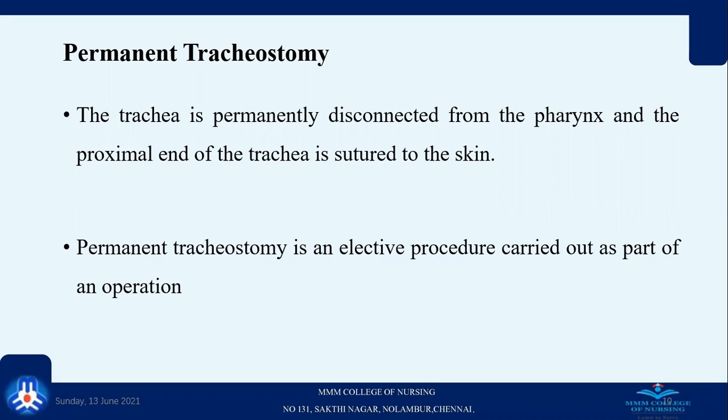First, let us look into what is permanent tracheostomy. Permanent tracheostomy is permanently disconnecting the pharynx and the proximal end of the trachea, which will be sutured to the skin. And this is an elective procedure carried out as part of an operation or surgeries.